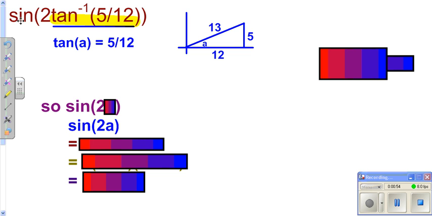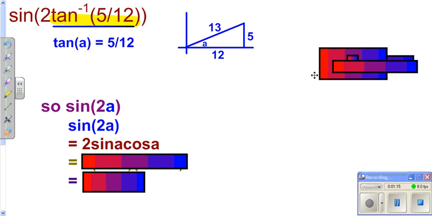So it's really sine of 2 times this whole highlighted thing, which is an angle. We're calling that angle A. So it's really sine of 2 times A. So we do have a formula for a double angle sine, which is 2 sine of A cosine of A. So we'll go 2 sine of A.